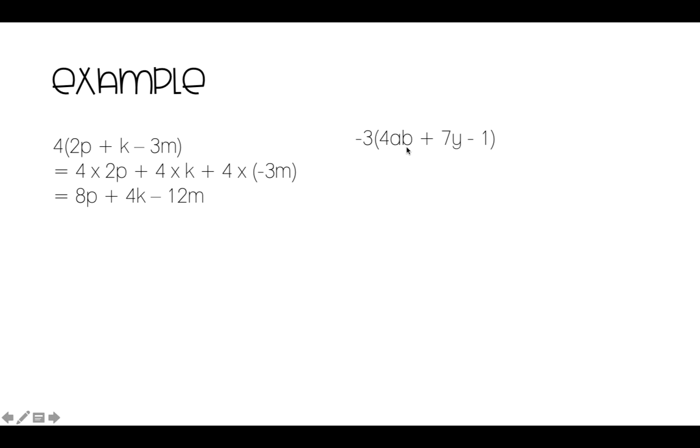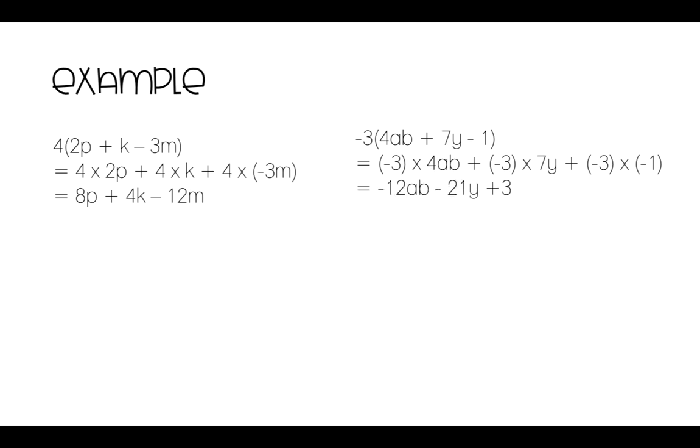Negative 3 brackets 4ab plus 7y minus 1. So we go negative 3 times 4ab plus negative 3 times 7y plus negative 3 times negative 1. So negative 3 times 4 is negative 12. So we end up with negative 12ab minus 21y, because negative 3 times 7 is negative 21. And negative 3 times negative 1 equals positive 3, so we end up with negative 12ab, let's start that again. Negative 12ab, take away 21y, plus 3.